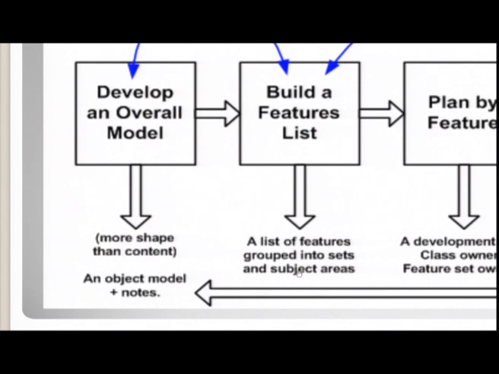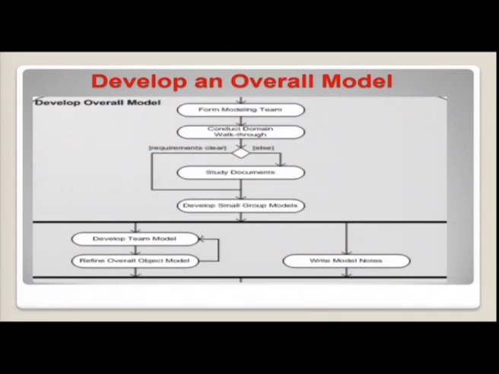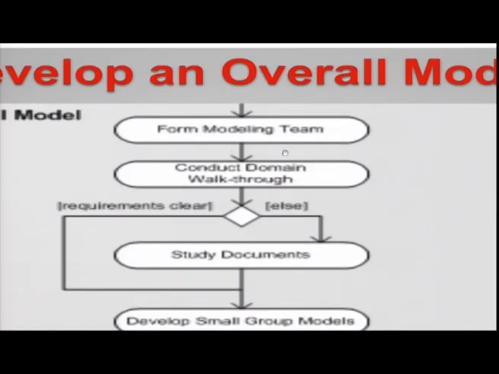Now, what we will do is, we will see how to develop an overall model. Here, to develop an overall model, you have to form a modeling team. When you form a modeling team, you are supposed to conduct a domain walkthrough. What do you mean by domain walkthrough? A team member, whoever is part of this feature driven development team, should possess domain knowledge. So, he should conduct a domain walkthrough.